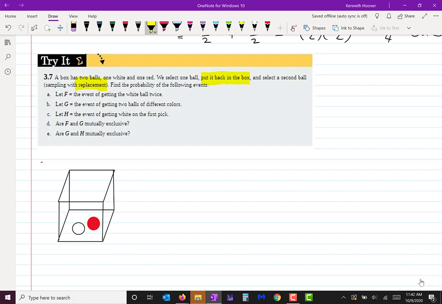Okay, so because we are putting the ball back after the first drawing, that means the first drawing and the second drawing have nothing to do with each other. In other words, they are independent. Okay? So, what would be the event of getting a white ball twice? Here's what I'm going to do. I'm going to write again here. Let's call A the event of getting white on the first draw. And we'll call B the event of getting white on the second draw.